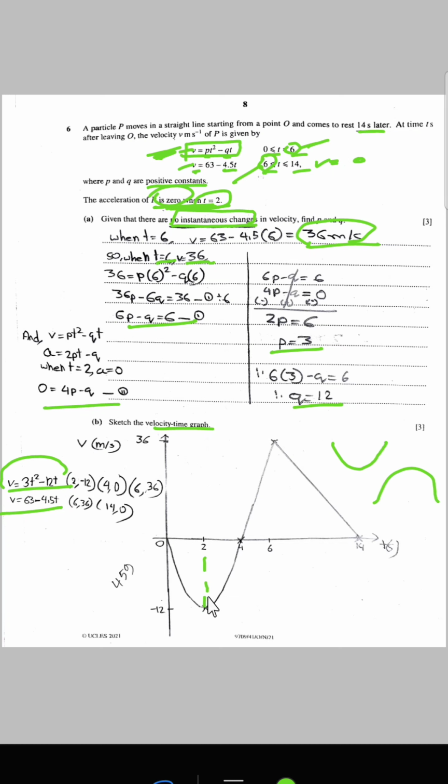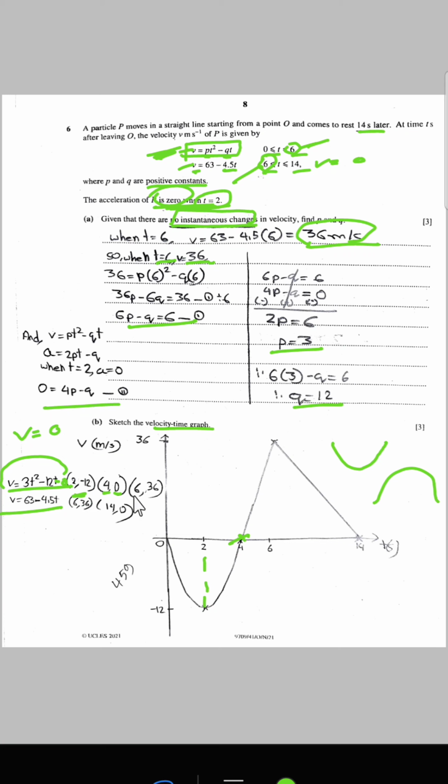So for time t equal to 2, we put the value 2 in our first expression to calculate the velocity at t equal to 2, that is the point (2, -12). And we also know that, as it is a quadratic function, it would cut the x-axis at some point. So we consider velocity equal to 0 in the expression and use this to find the value of t, that is 4. So (4, 0) is our second point.